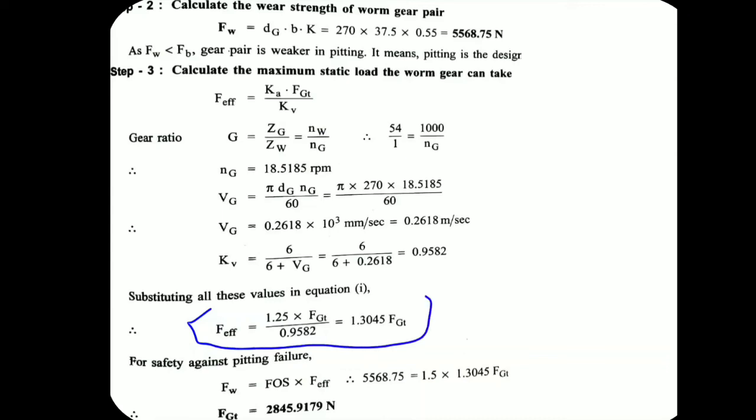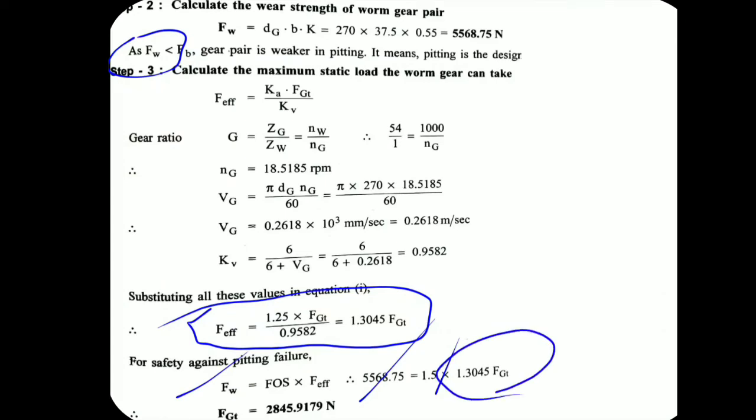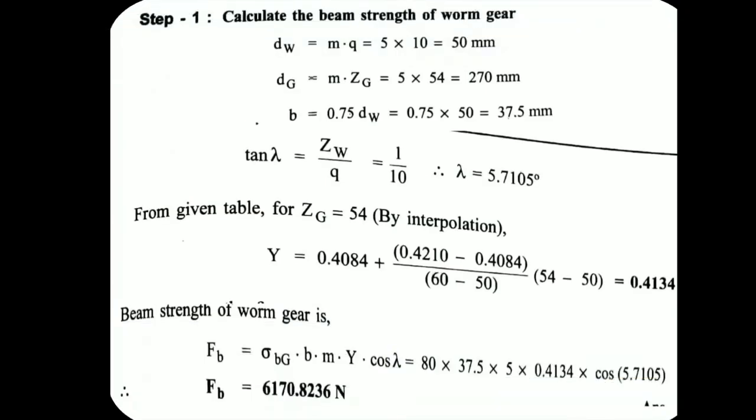So next step, as usual, we'll have to check the factor of safety. The weaker part is wear. So here I have taken wear strength equal to FOS into F effective. All the values: FW we know, 5568, FOS 1.5 and F effective 1.3 times FGT. So here the unknown is one, so we'll get the value of the maximum static force FGT, 2845.9 Newton, correct. So here we have completed this task also.